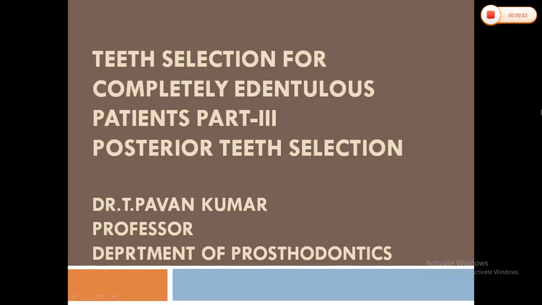Hello students, today's topic is teeth selection for completely edentulous patients, part 3 about posterior teeth selection. Earlier we had seen about selection of anterior teeth, in which we had discussed size, shape, color and material, and various methods to determine these factors, and about pre-extraction records and about dentogenic concept. Today we are going to discuss posterior teeth selection.